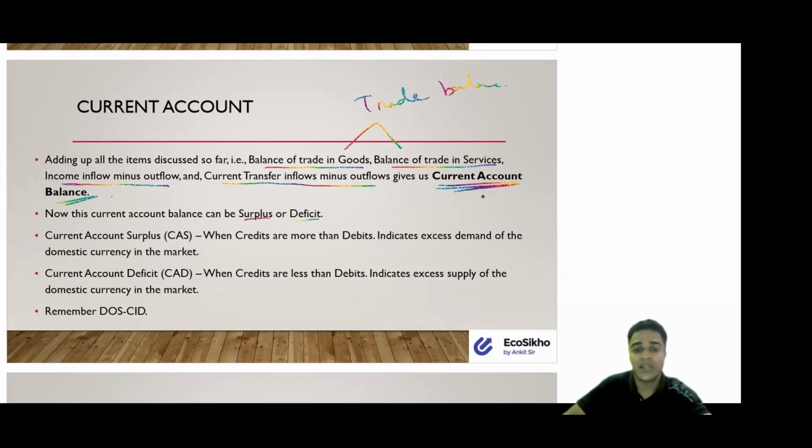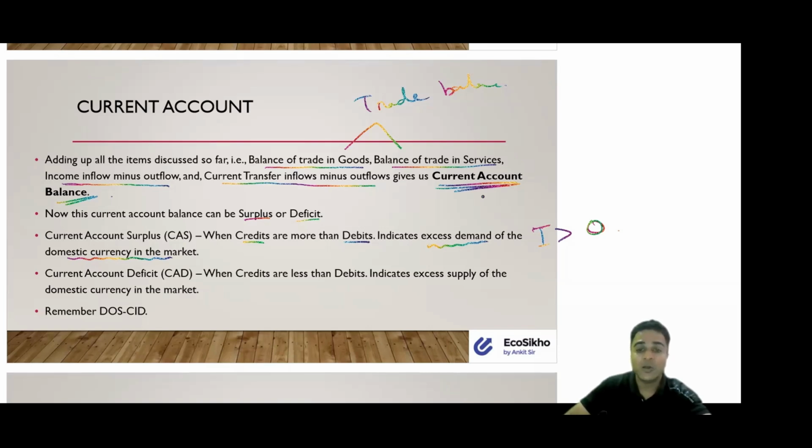When will it be surplus? It will be surplus when the inflow of money into our country is more than the outflow, or when the credits are more than the debits. And we have to understand this thing. Whenever the inflow of money is more than the outflow of money, it indicates that there is an excess demand of the domestic currency in the market. Inflow of money into our country is much more than what we are sending out of our country.